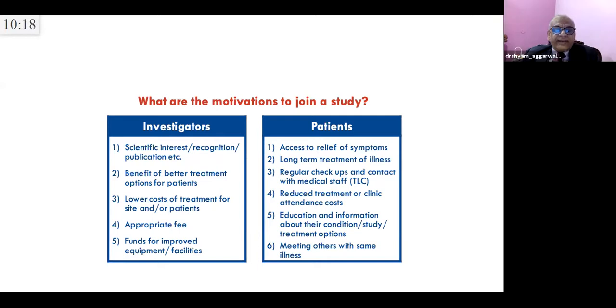And I think we have all gained from the participation in these research trials by having additional equipment and facilities added through their funding. Patients, of course, benefit through the relief of symptoms. There's long-term treatment because these patients would be on follow-up, and therefore, that is helpful for the patients. And then, of course, regular checkups and contact with the medical staff, reduced treatment or clinic attendance costs because there are travel allowances, etc. So these are all the benefits of participating in the studies for various investigators and for patients, and therefore there is a need to promote this.